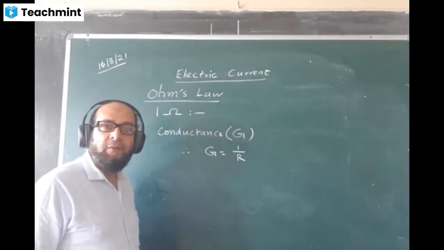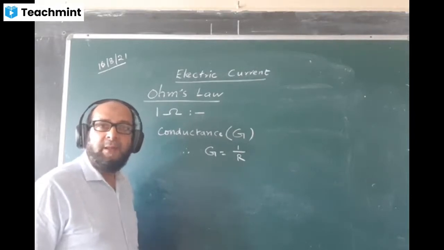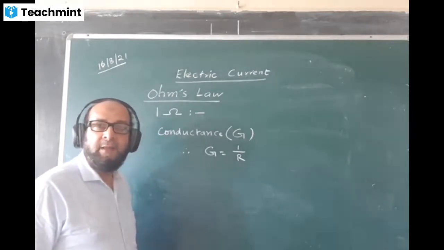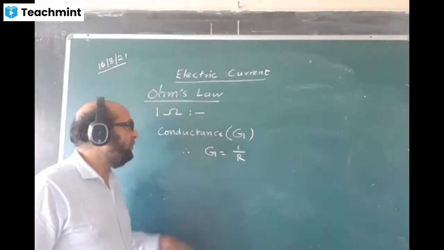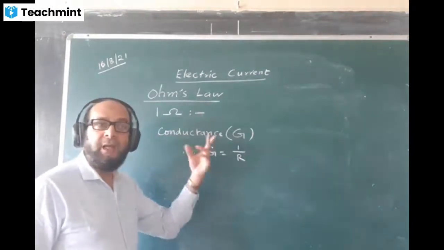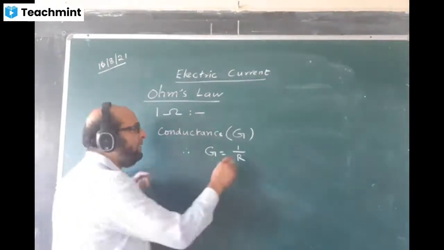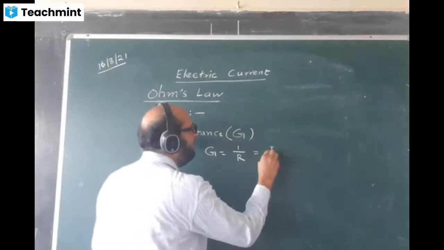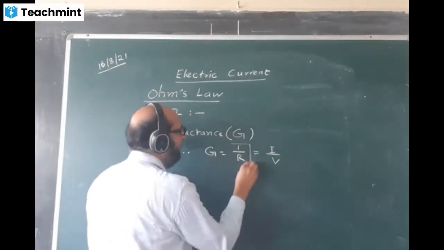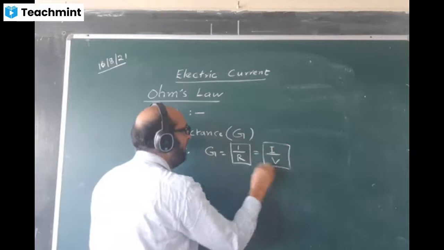And I equal to V by R, or R is equal to V by I. Therefore G will be just the opposite, I by V. G is 1 by R, or we can write I divided by V. We write either this or this.